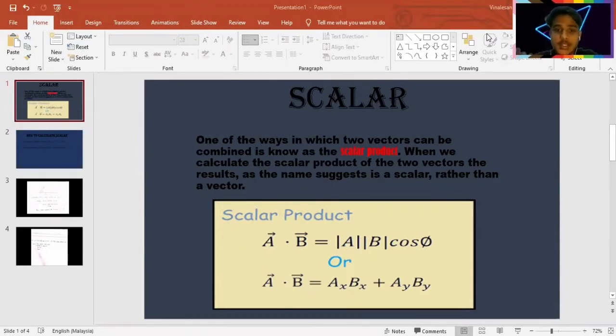I am going to talk about the scalar product. One of the ways in which two vectors can be combined is called a scalar product. When we calculate the scalar product, the result of the two vectors is called a scalar rather than a vector.